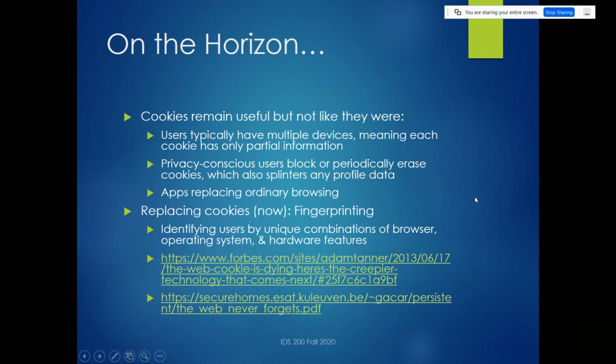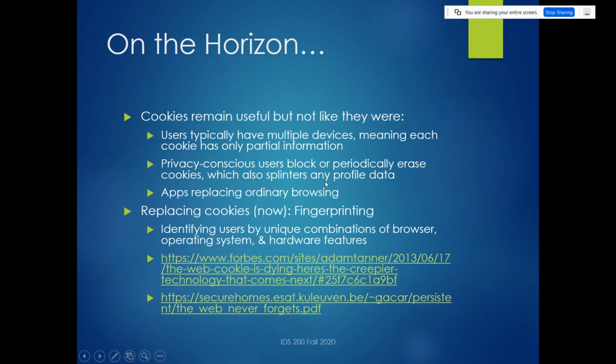And of course, people nowadays are more privacy conscious than a lot of them were 20 years ago. So many users will block or periodically erase cookies, which splinters your profile data even more. So then it's no longer just the device or the browser that you're using. You also only get a slice for a particular time between your cookie deletions.